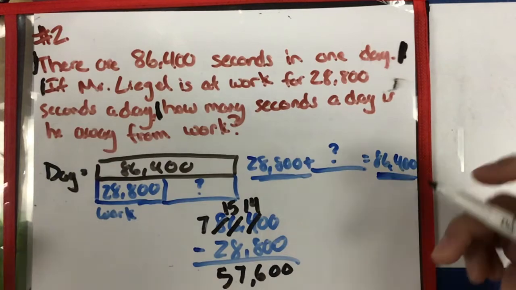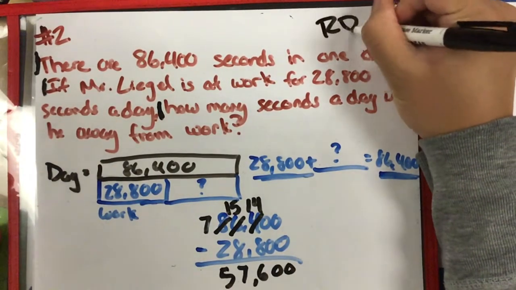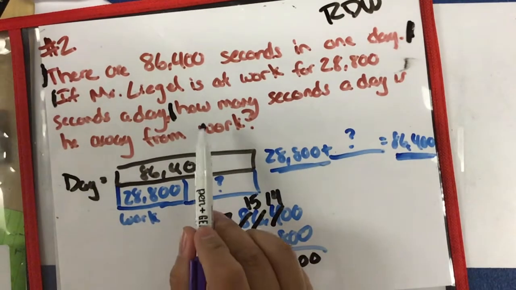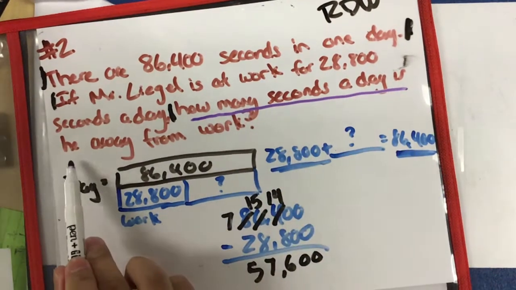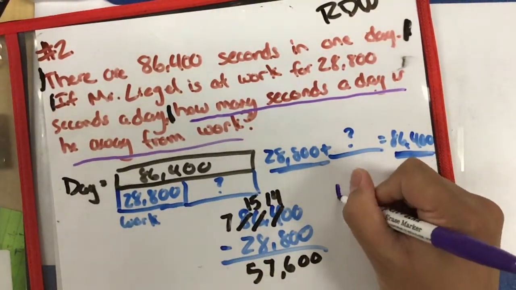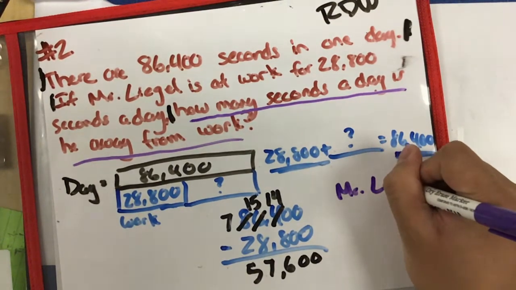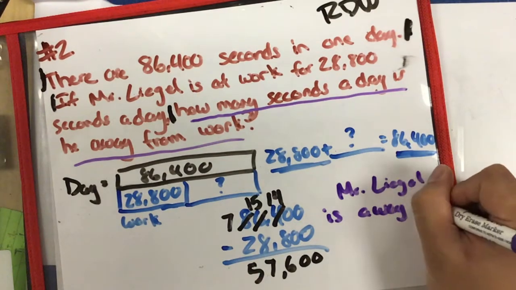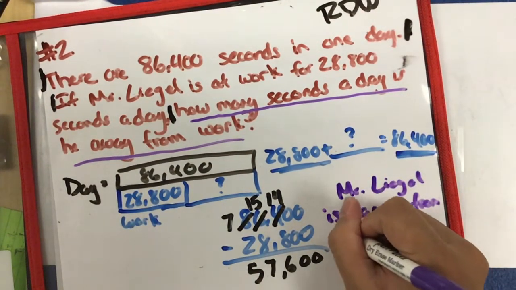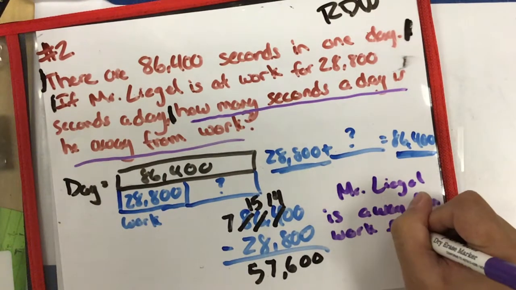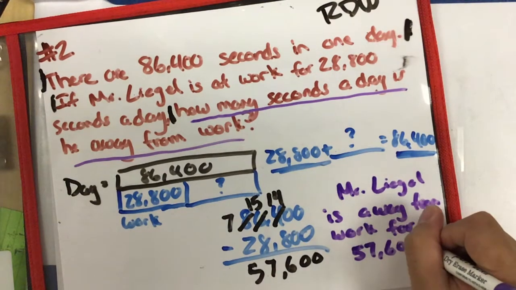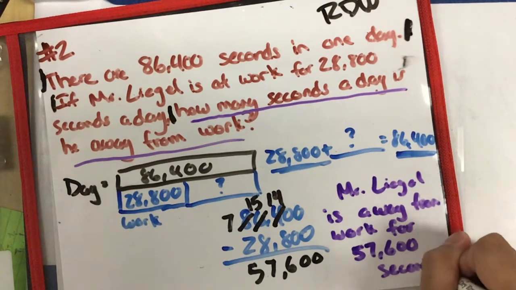So remember, we're still doing RDW. We need to write a sentence for our answer. So here we have to answer, how many seconds a day is he away from work? Mr. Ligel is away from work for 57,600 seconds. Okay?